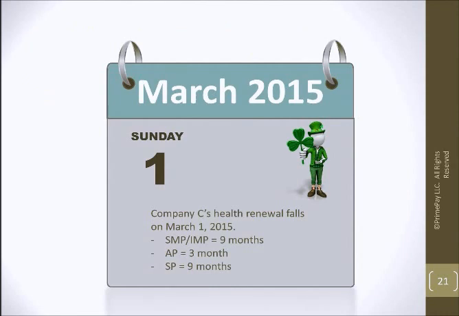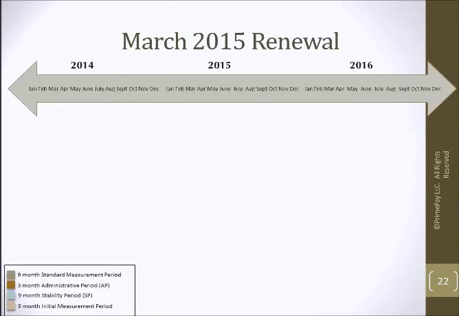And so in this, and I'm not going to, again, take a super deep dive, but one quick example as to how this looks. We have a company here that has their health renewal falling on March 1st, 2015. This employer, based on the type of business that they have, has chosen a standard measurement period and an initial measurement period of 9 months. Their administrative period is 3 months, and the stability period is 9 months.